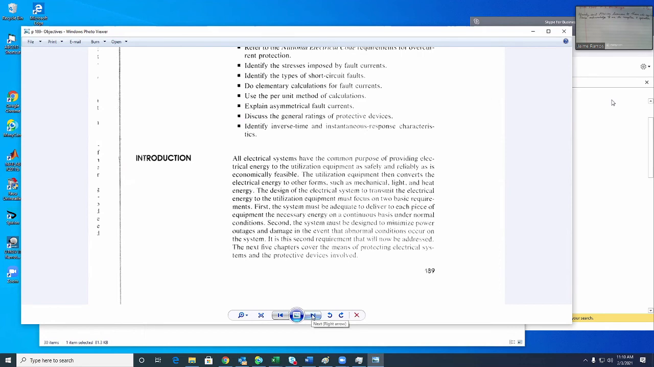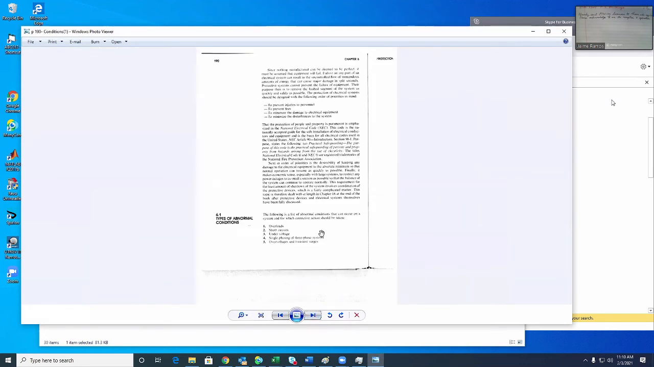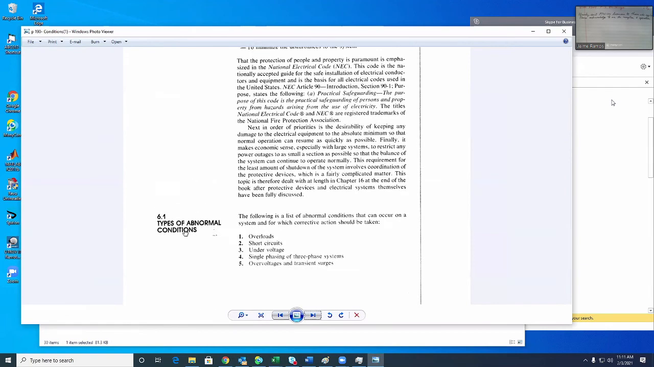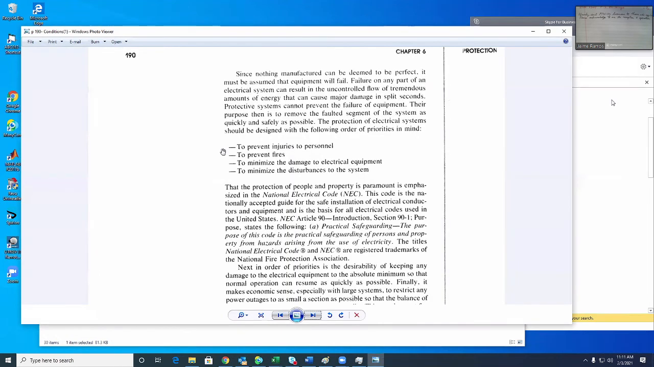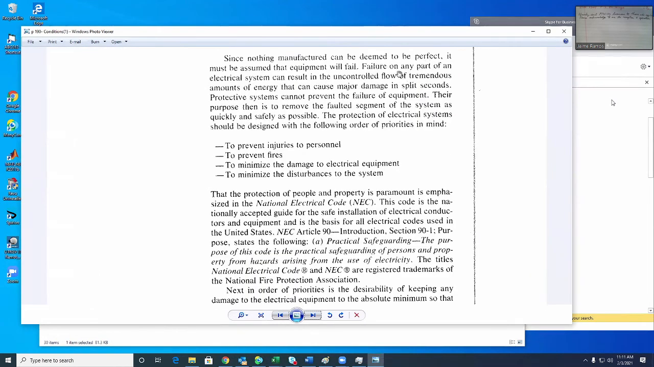Okay, so let's go to the next page. This paragraph, first paragraph is important. Look, nothing is perfect. All electrical equipment will fail. Protective systems cannot prevent failure of equipment. The purpose of protective systems is to remove the faulted segment from the system as quickly and safely as possible.